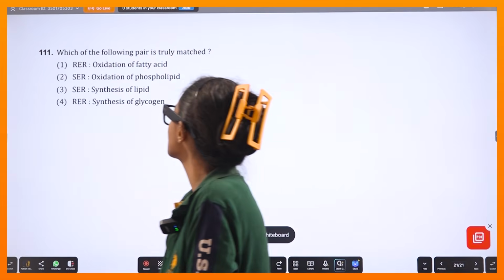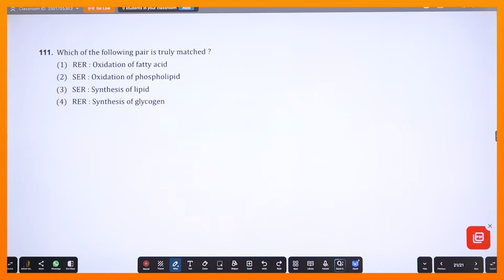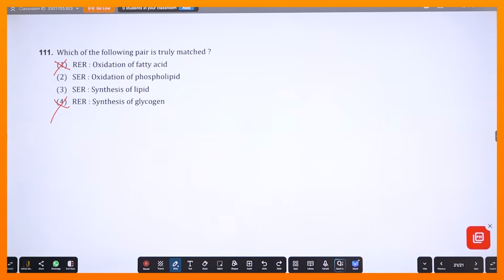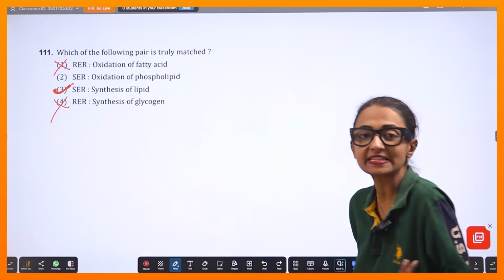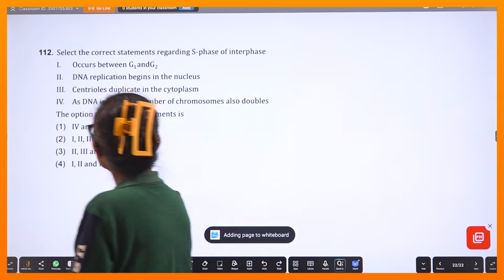Okay. Let's move on to the following: which pair is truly matched. RER, synthesis of glycogen, false. RER, oxidation of fatty acid, no. SER, oxidation of phospholipid. But oxidation is basically possible with respiratory enzymes and other enzyme cascades, right? So I will go with smooth endoplasmic reticulum, synthesis of lipid, because smooth endoplasmic reticulum does not have ribosomes with it. All right, let's go to the next one.